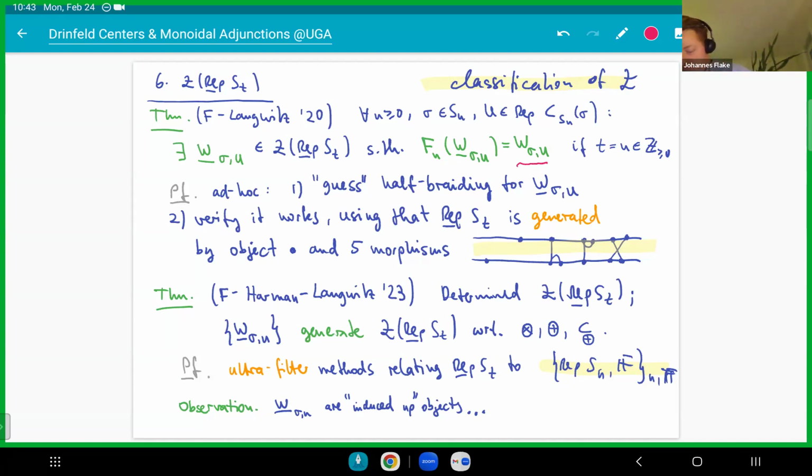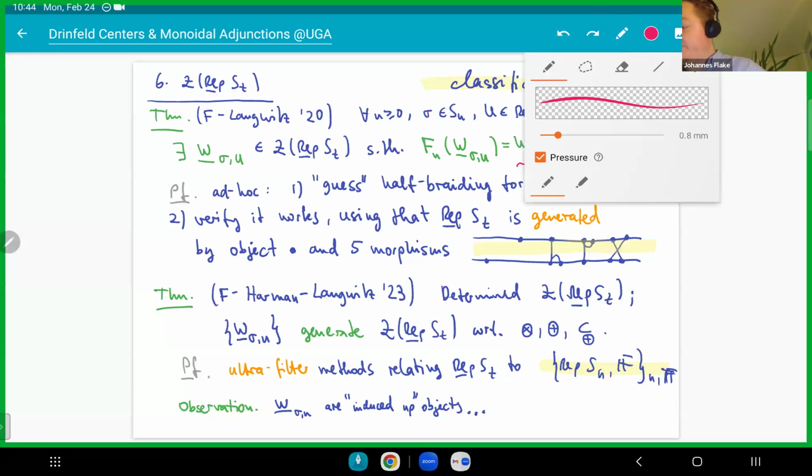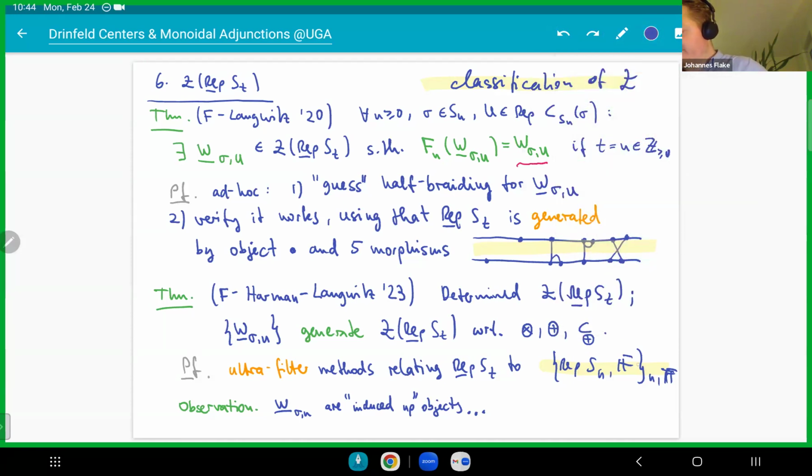So we relied a lot on methods that Nate had developed that themselves relied on some ultrafilter realizations of Rep S_t. There's a way of connecting Rep S_t via ultrafilters to these families of all groups Rep S_n. One has to take representation categories, but one also has to include positive characteristics now, because we know that these Rep S_t won't always be semisimple. So they cannot be a limit of something that is always semisimple. To account for the non-semisimplicity, Nate explained that we had to throw in these modular representation categories. And then taking a limit gives realizations. Long story short, these objects in the center can be understood as induced up objects.